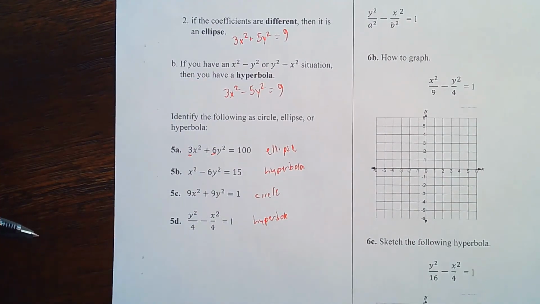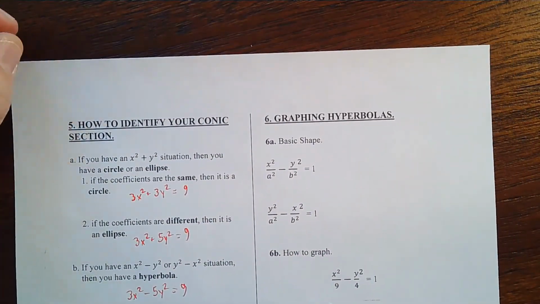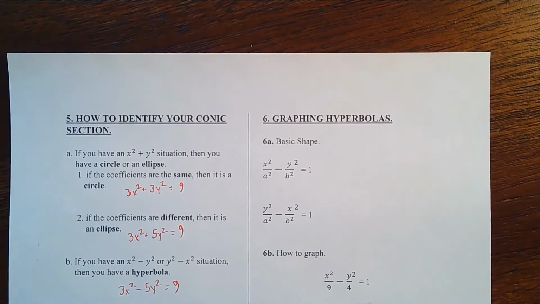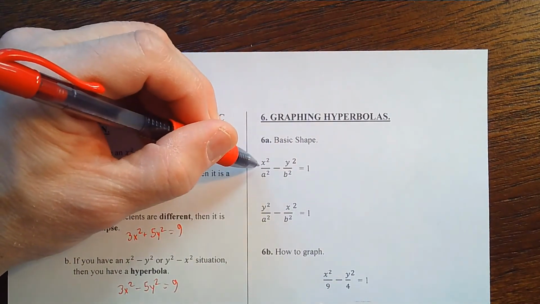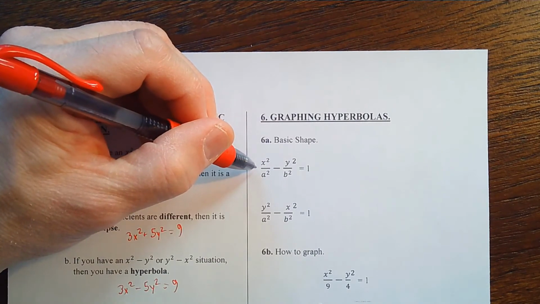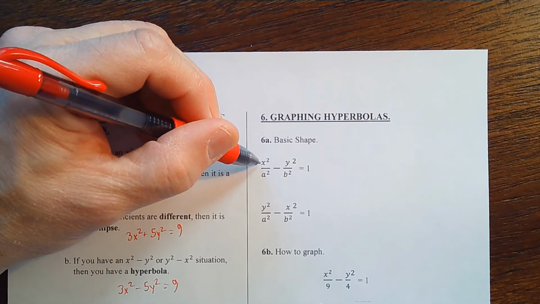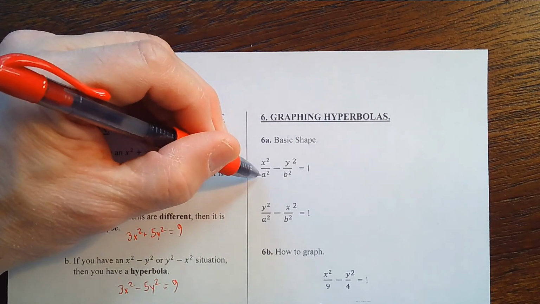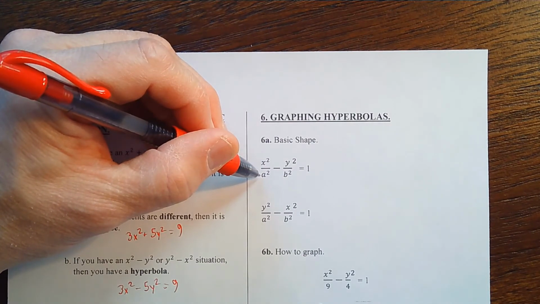Let's go to number 6 then, graphing hyperbolas. What does a graphed hyperbola look like? 6a, basic shapes. Here's the generic form of a hyperbola equation. You can translate it using the same rules as we did before. The a squared and the b squared in the denominators just represent whatever numbers you want to put there.